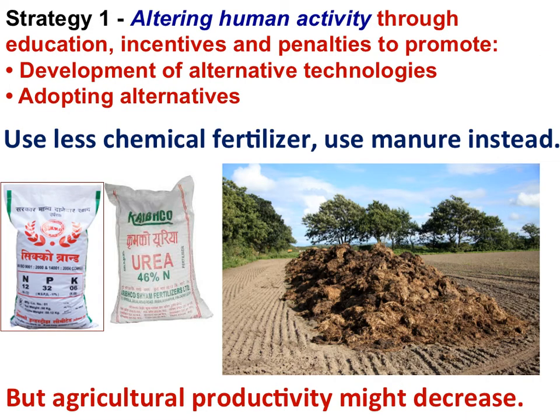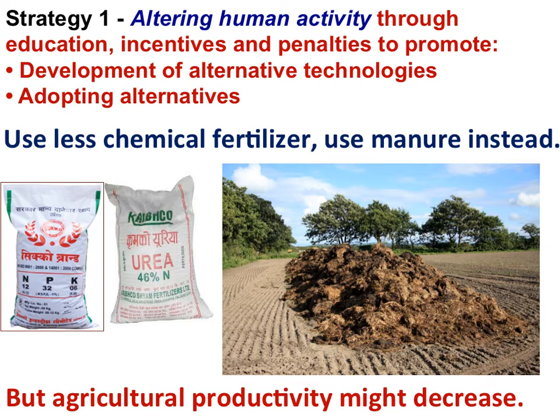Strategy 1 is altering human activities through education, incentives, and penalties to promote the development of alternative technologies or to promote the adoption of alternative lifestyles. Now, in terms of reducing water pollution, societies could use less chemical fertilizer or substitute manure for the inorganic chemical fertilizer. Now we can evaluate this.